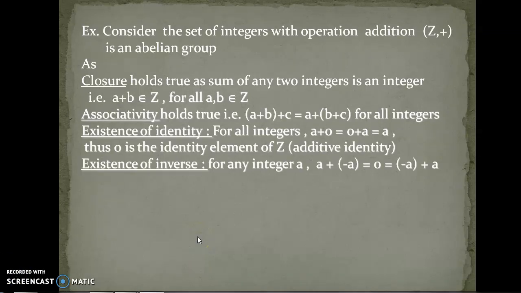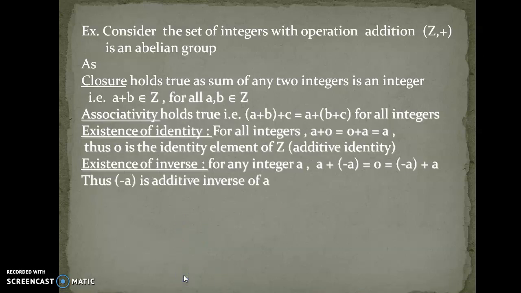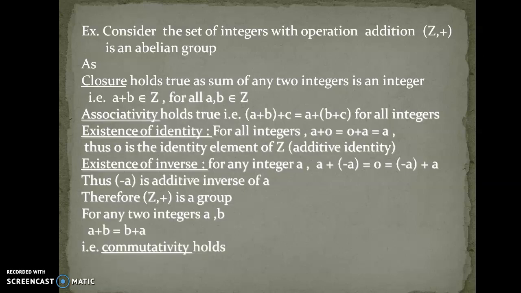Then existence of inverse. For any positive integer, if a negative integer is added, the answer is 0. 0 is the identity element, and therefore we get an inverse for every element. So minus a is written as the additive inverse of a. Then with these four properties, closure, associativity, existence of identity, inverse, Z plus forms the group. Now we want it to be an abelian group, that is, commutativity should be true. And clearly for any two integers a and b, we can always write a plus b as b plus a, and therefore commutativity holds. Thus Z plus becomes an abelian group.